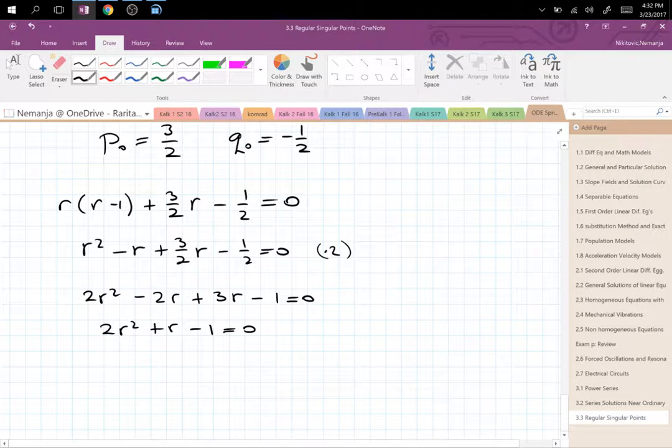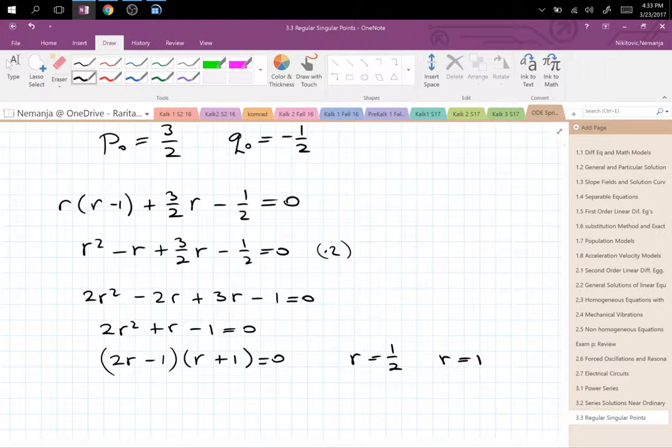So I factor this now as 2r minus 1 and r plus 1, right? Is that good? So 2r squared, that's 2r minus a single r, negative. Yep, boss. So r is equal to 1/2 and r is equal to -1.